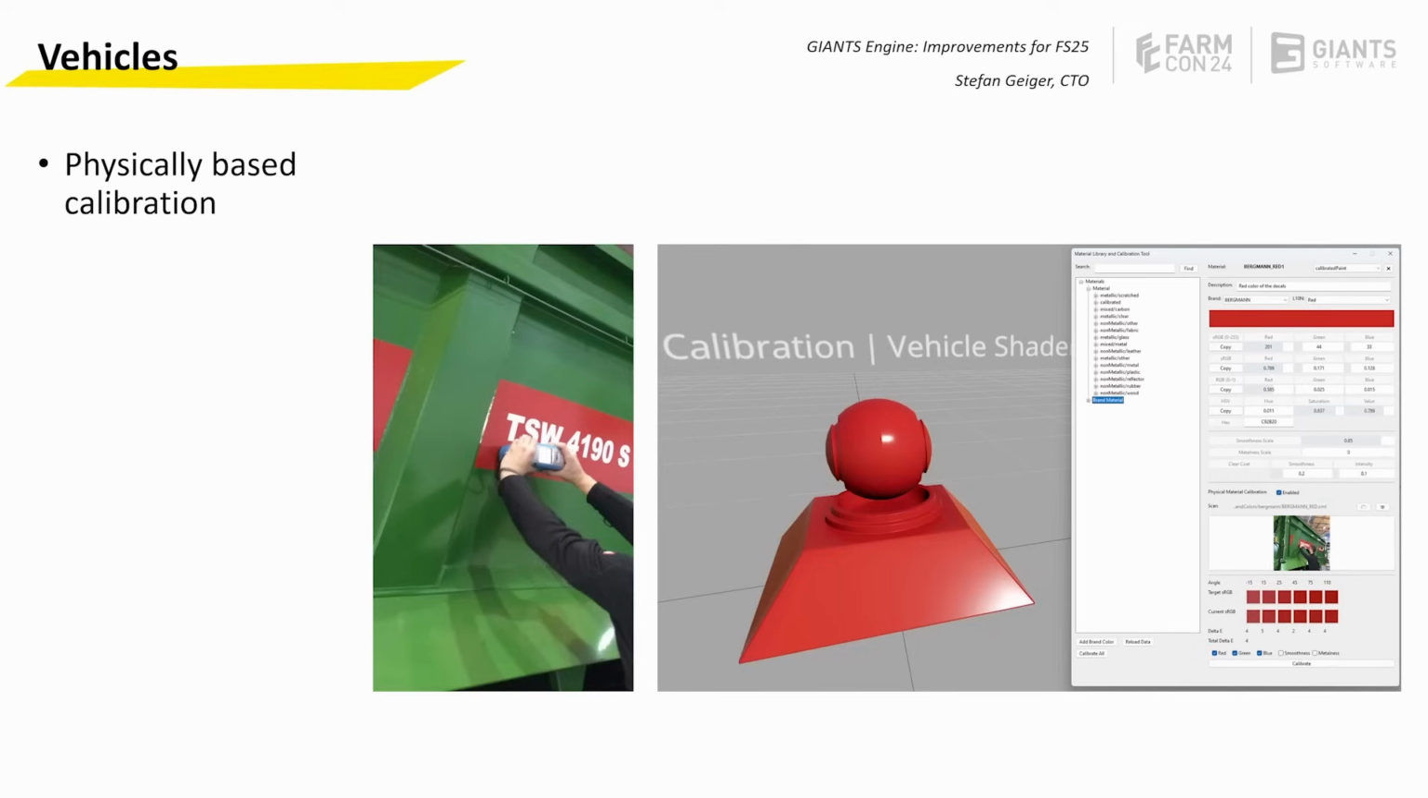Okay, next we have physically based calibration, and this is quite an interesting one, as Giants have actually used a machine to get the colours of vehicles and equipment, which means the machinery in game will be an exact match of the real life colour, instead of just being made to look as close to the colour as possible. So that is very impressive.